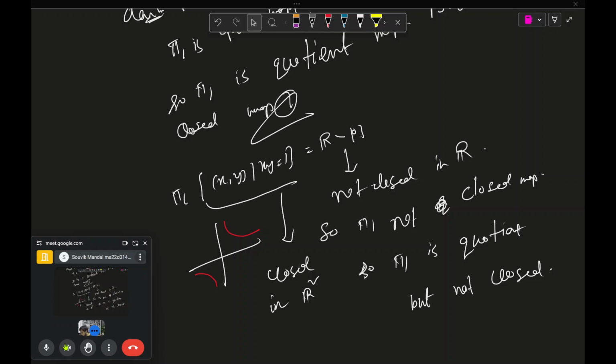Okay. So till now we have seen different examples where the given map is a quotient map, not an open map, etc. Now going beyond this, there are some new things known as the quotient topology or a quotient space. So now let's get into this.